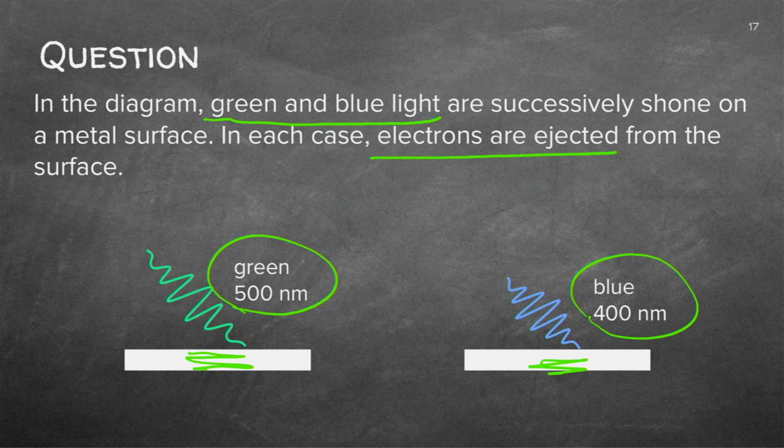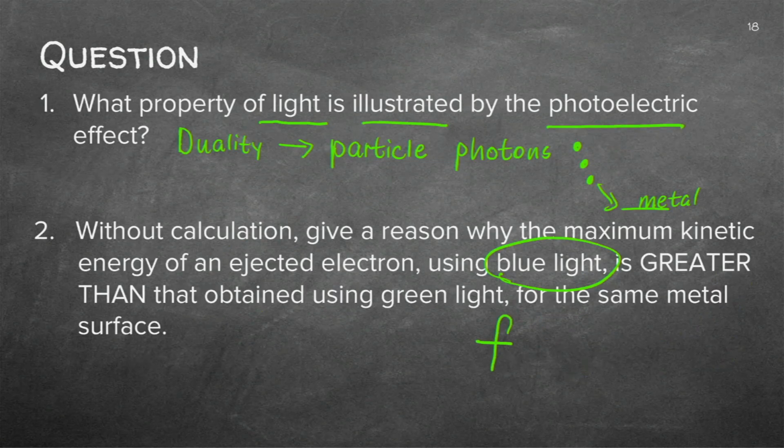Now let's go back here. Can you see blue light will have a higher frequency because it's got a lower wavelength? And you can actually go and calculate the frequency of blue, and therefore it will be, because it's got a higher frequency. The blue light has a higher frequency.